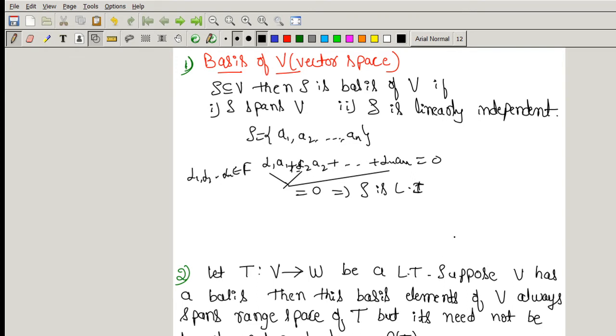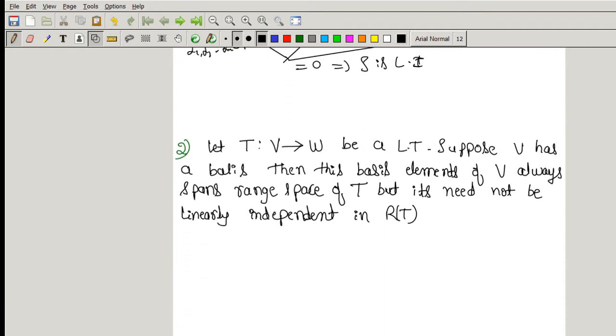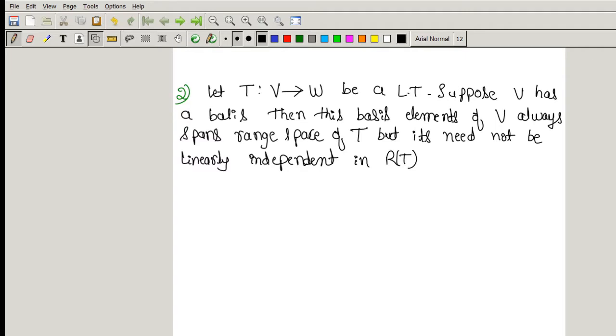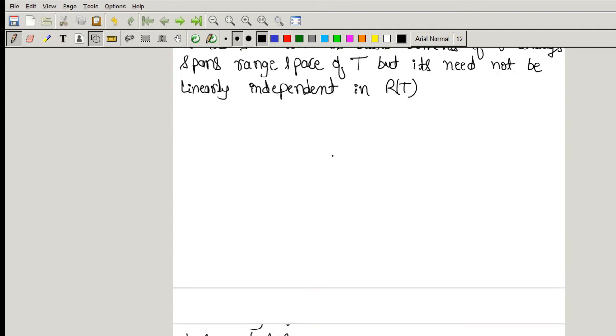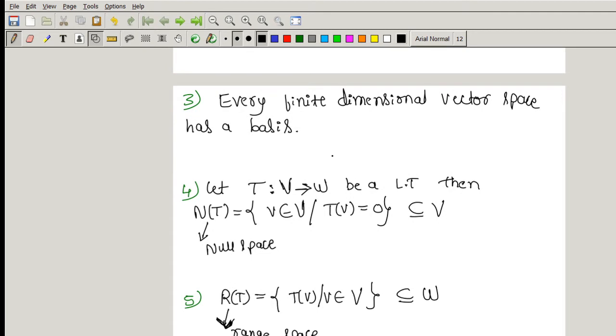So any subset of a vector space, to be a basis, must span the vector space as well as be linearly independent. If that set is linearly dependent, then it's not a basis. And secondly, suppose T from V to W is any linear transformation, and V has a basis. Then the basis elements of V always span the range space of T, but need not be linearly independent. Firstly, I will explain what we mean by the range space R of T.